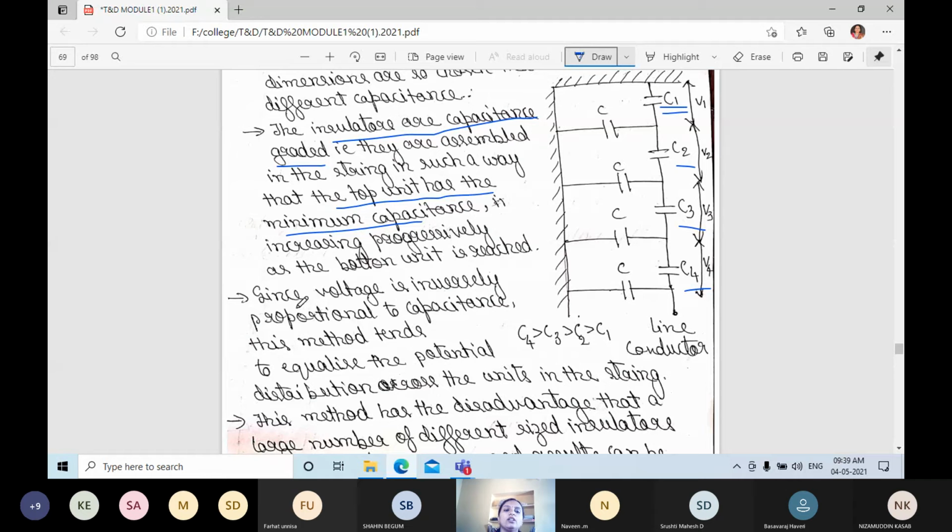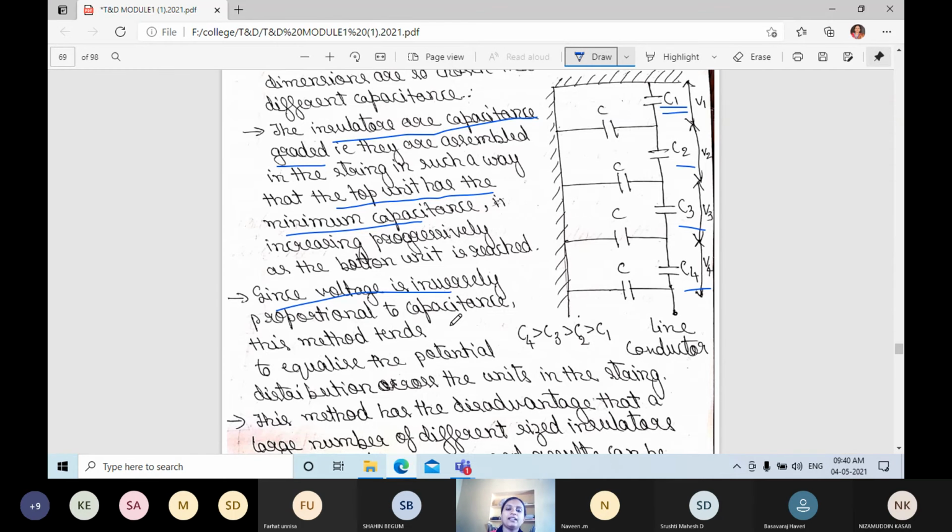Since voltage is inversely proportional to the capacitance, this method tends to equalize the potential distribution across the units in the string. They are saying that since the voltage is inversely proportional to the capacitance, if we use different values of capacitance, then we can expect that the potential distribution will be equalized.